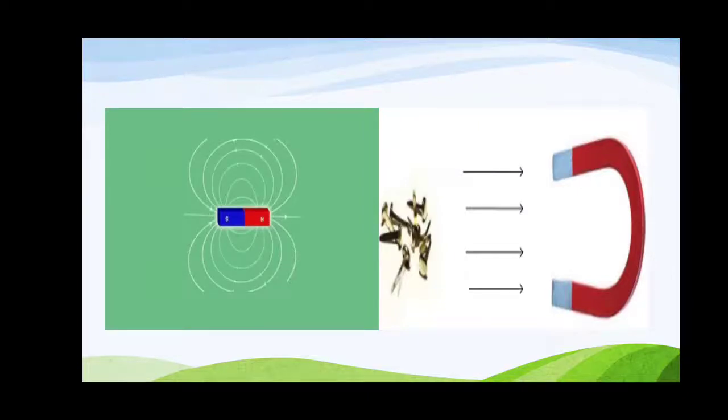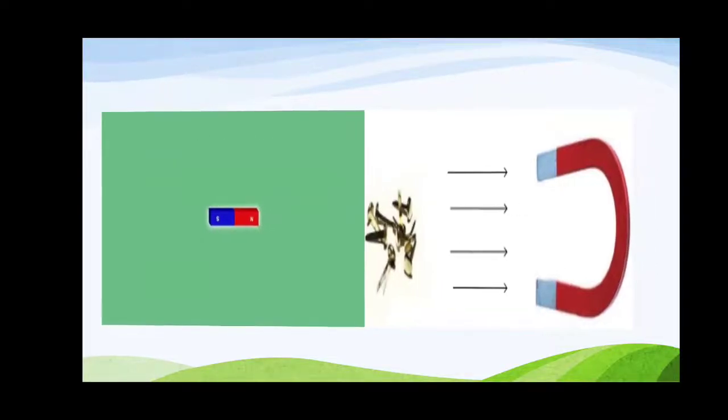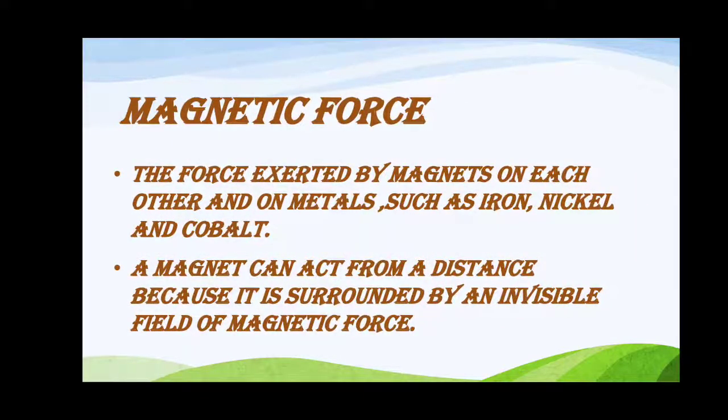You must know that there is a region surrounding the magnet, which is called the magnetic field, where the magnet gives a force of attraction. That is, this region surrounding a magnet is called the magnetic field, and in this region we can feel a force of attraction for things that are made up of iron, cobalt and nickel. So this force of attraction provided by a magnet is called magnetic force.